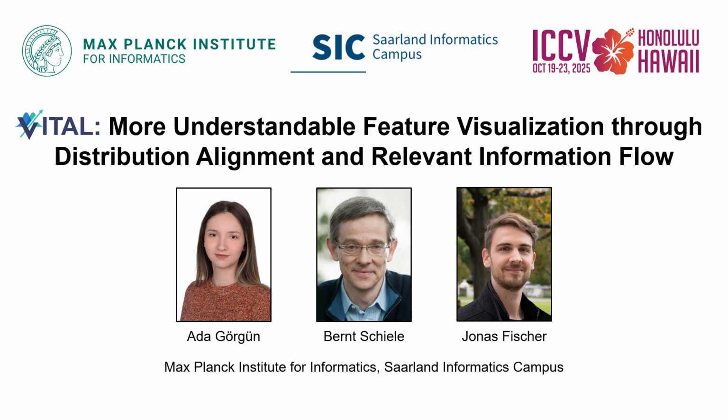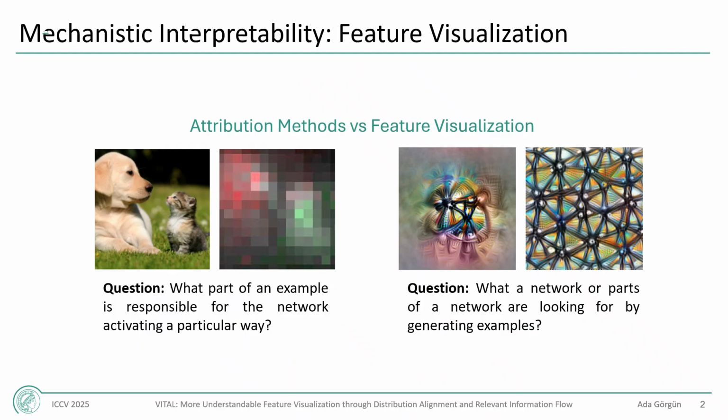In this talk, I'll introduce our work ViTAL, more understandable feature visualization through distribution alignment and relevant information flow. Within mechanistic interpretability, there are two complementary questions, where attribution methods ask which input parts cause the behavior, while feature visualization asks what patterns neurons or networks respond to. ViTAL belongs to the latter, revealing what neurons represent through faithful and human interpretable visualizations.